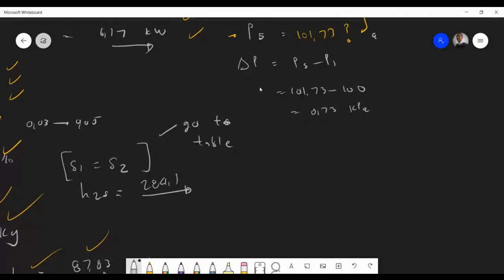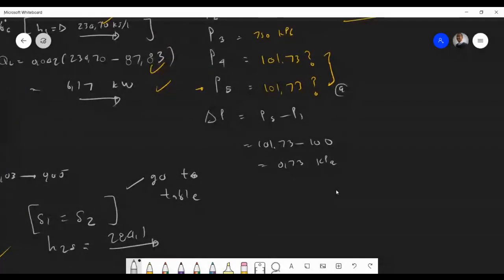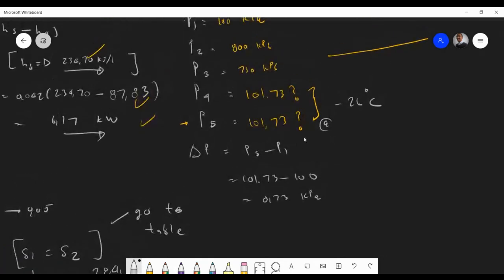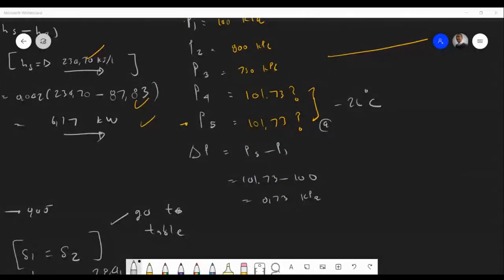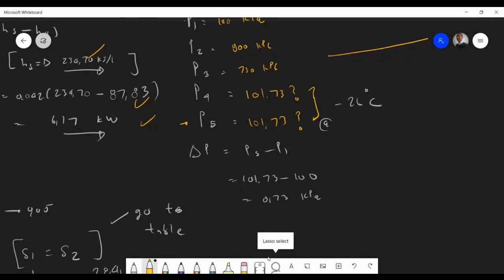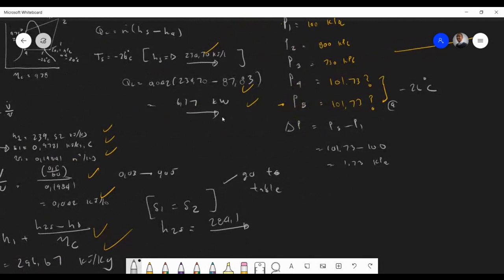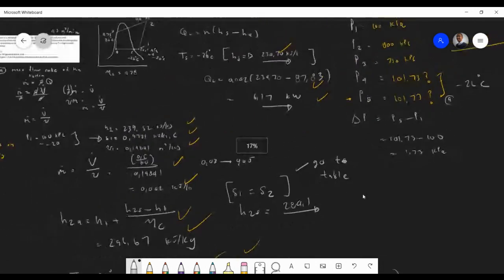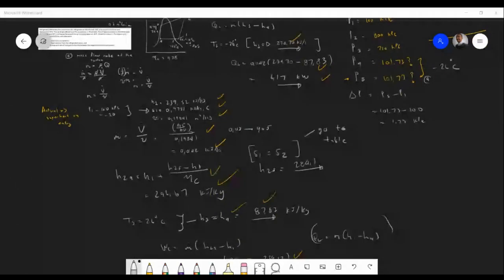You find this pressure at minus 26. So the value is 101.73. Oh, it's 101.73, yes. Sorry, my apologies, I agree. Nothing critical there. So that is how you're going to find the pressures through the system. This is a very complex question, very procedural. One just needs to know certain things.